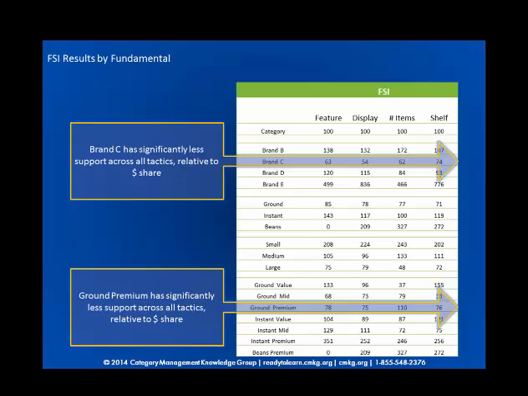And then again, we can look into different segments and look across each of the tactics relative to dollar share. So this would be an example of the data that you would be looking at in examining your FSI. But again, the most important thing is to layer on that strategic perspective.